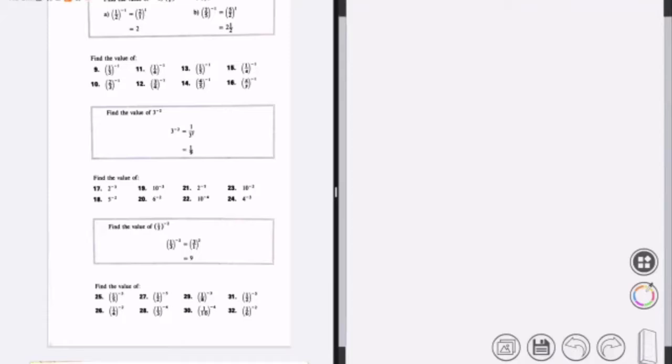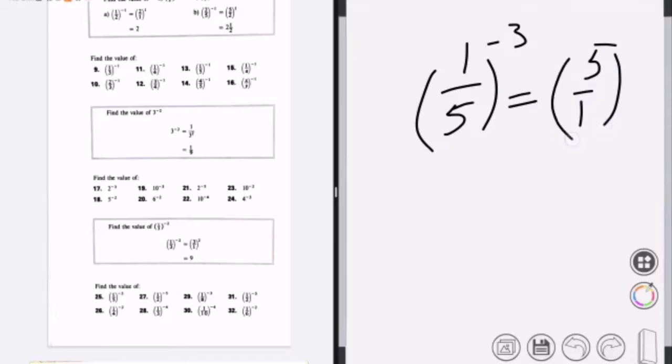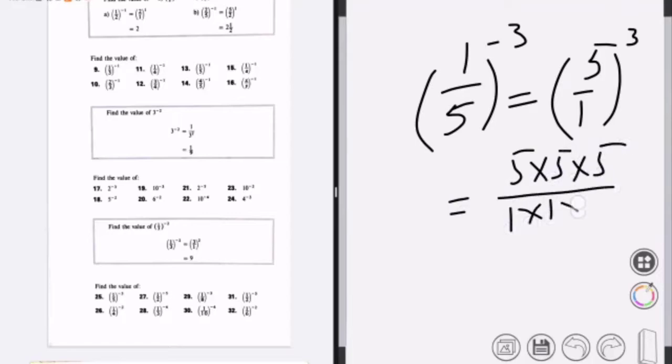Okay, now question number 25 onwards, 1 over 5 power minus 3. So it will be 5 up and 1 comes down, 5 over 1, and power 3 becomes positive. 5 power 3 is 5 multiply 5 multiply 5, and 1 power 3 means 1 multiply 1 multiply 1. 1 will be the same. 5 multiply 5 is 25. 25 multiply by 5 is 125. So 125 would be the answer.